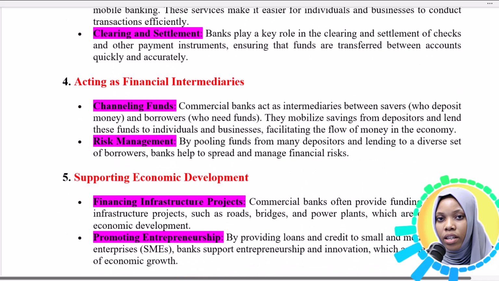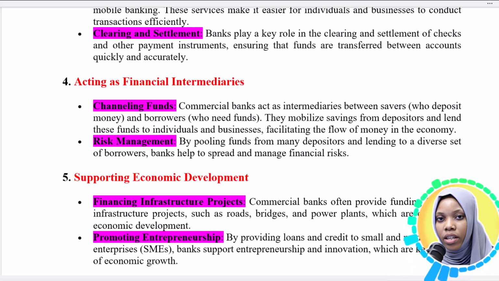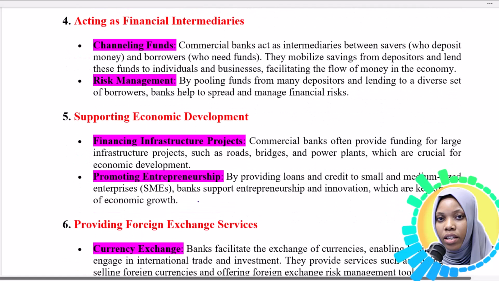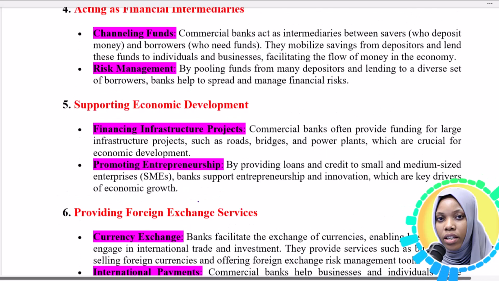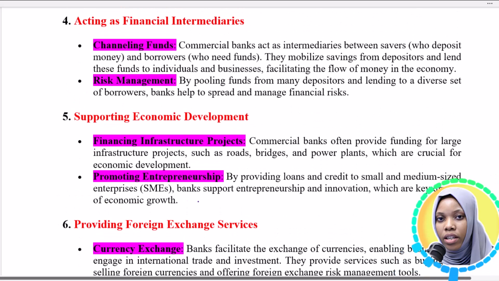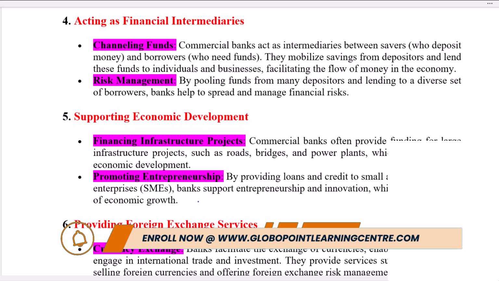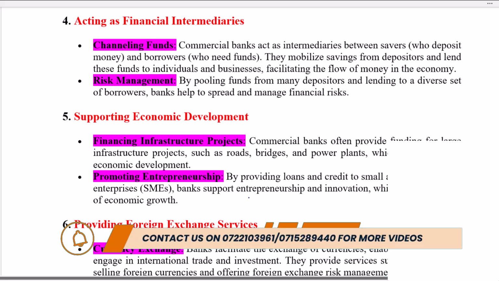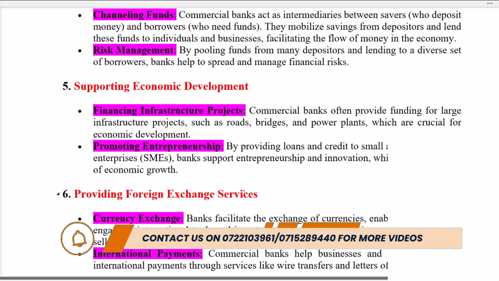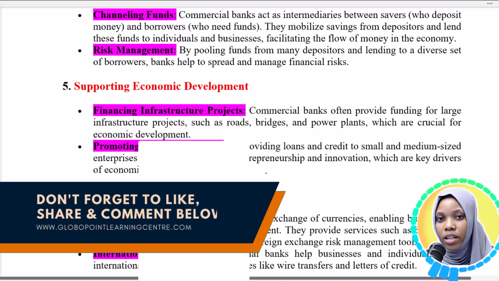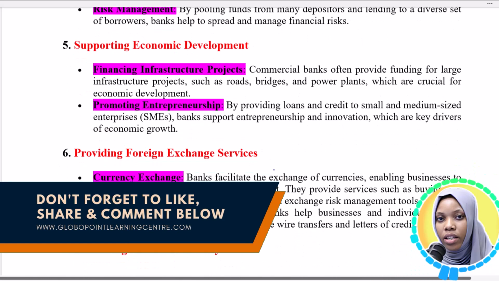They also act as financial intermediaries in channeling funds and in risk management by pooling funds from many depositors and lending to a diverse set of borrowers. That is how they manage risk. And then they also support economic development by financing infrastructure projects, like building roads, bridges, and power plants. And also by promoting entrepreneurship, that is providing loans and credit to small and medium-sized enterprises.